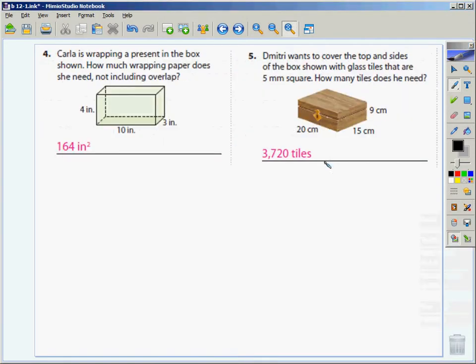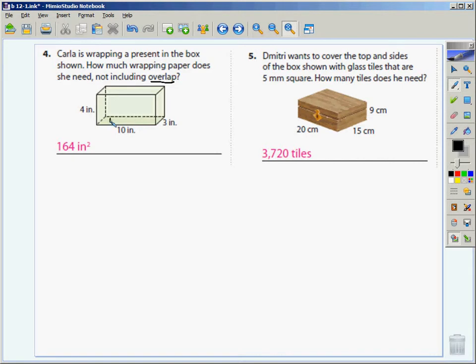In problem number 4, it said they're wrapping a box, and the box is going to look like that. And they said not including overlap. In other words, when you're wrapping a present, typically when you wrap it, you leave the paper a little bit long on the ends, and you kind of fold it down. They're not counting the part that overlaps. They're saying, what if I could take a sheet of paper and cover up each face exactly? So they're looking for the surface area of this.